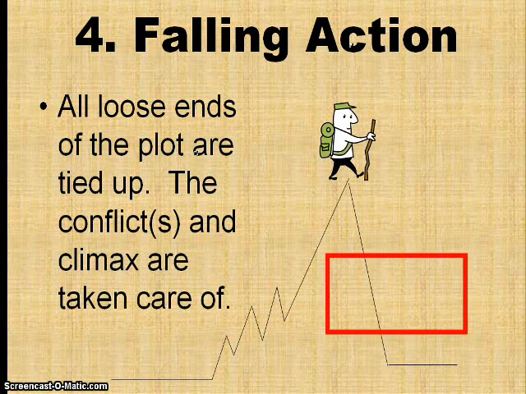Now after the climax, you have the falling action, and that's where all the loose ends of the plot are tied up. The conflict and the climax are all taken care of during this point.